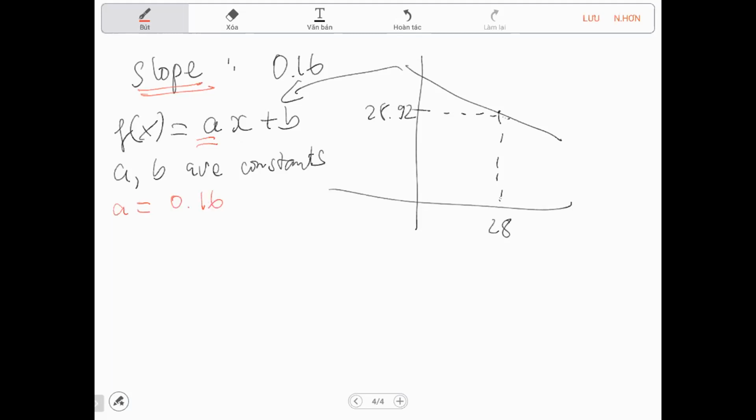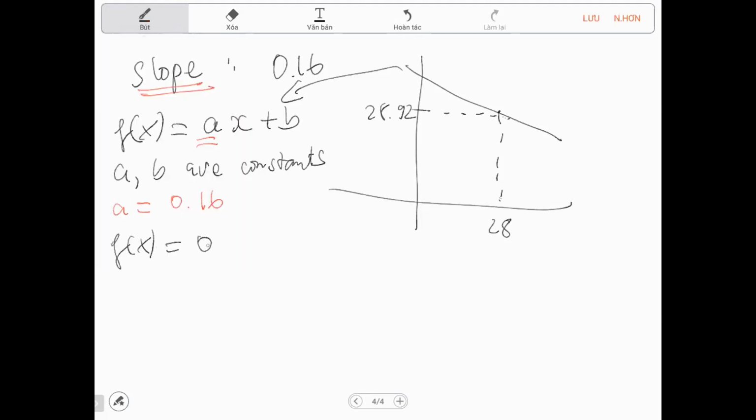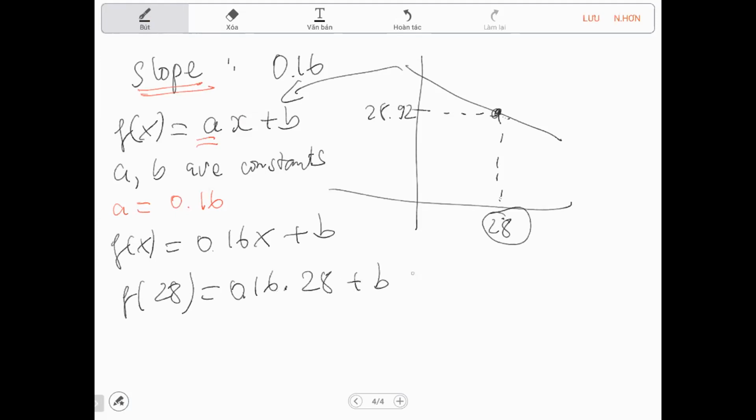Okay, so now the function becomes easier. It becomes f(x) equal to 0.16 times x plus b. Right, so how do we find the value b? By looking at this point that is given, right? At 28 minutes, the remaining radius is 28.92, right? So that means f(28) equals 0.16 times 28 plus b, and at the same time it's equal to 28.92.